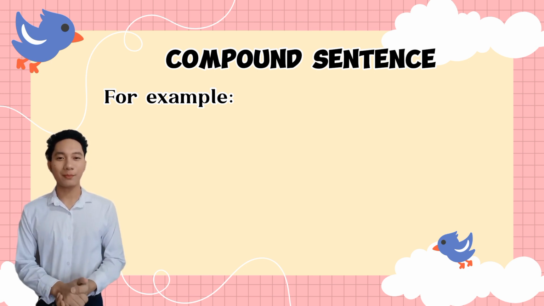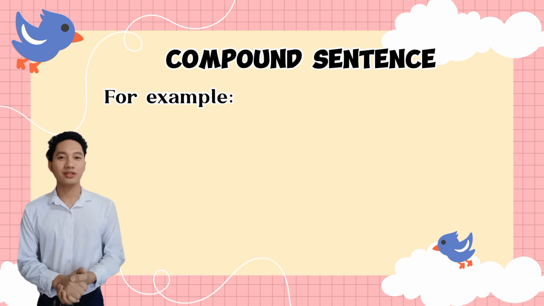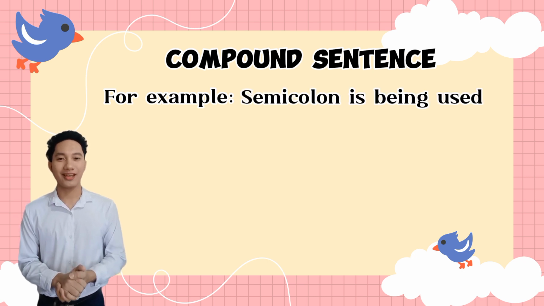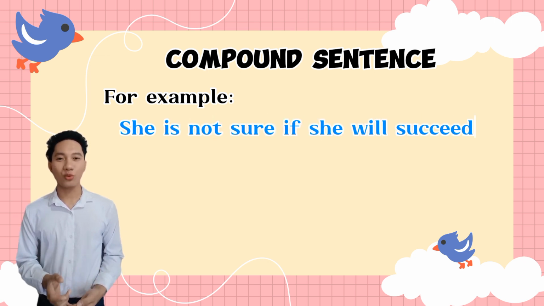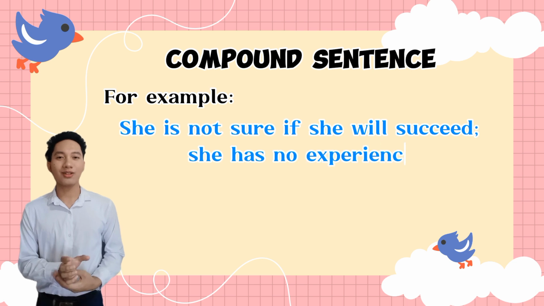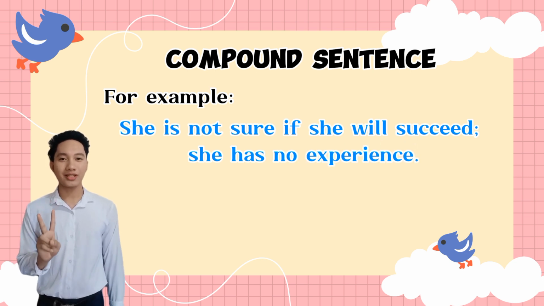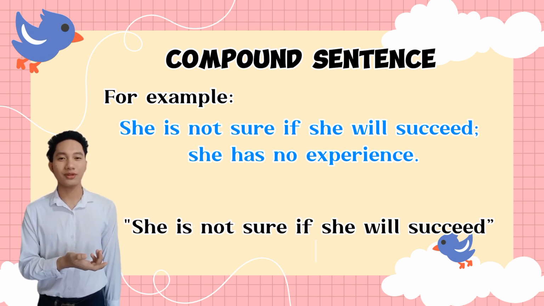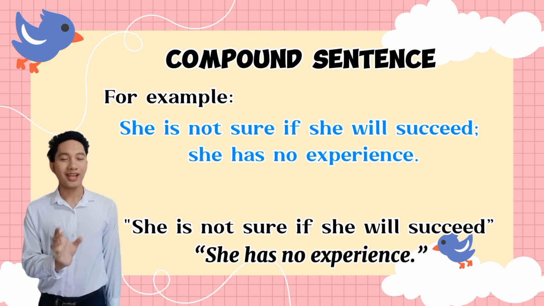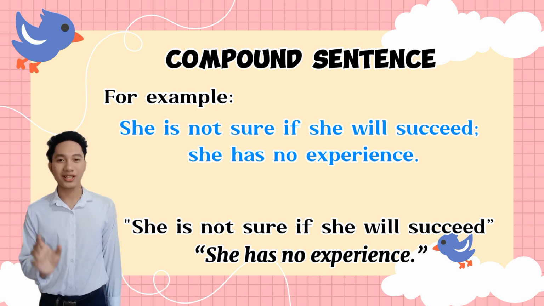So let's have another example of a compound sentence where a semicolon is being used, like: She is not sure if she will succeed; she has no experience. Here, the semicolon joins two related independent clauses. The first clause, she is not sure if she will succeed, is already a complete thought, right? And so is the second clause, she has no experience. The semicolon here indicates a close relationship between these two ideas.